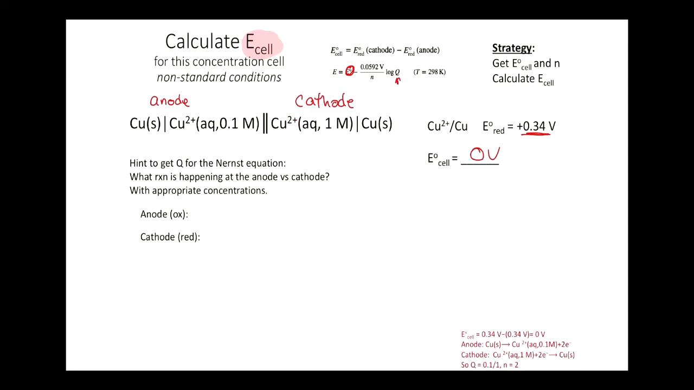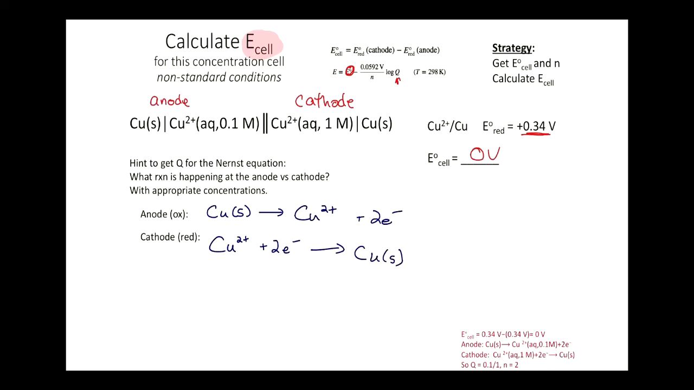Both of them are copper, so I need to figure out which one goes up top and which one goes on the bottom of my Q expression. The hint for this is to write out your anode and cathode reactions. When copper is oxidized, you are taking copper solid, making copper 2+, and giving off 2 electrons. That's an oxidation reaction at your anode. Then at your cathode, a different copper 2+ is taking those 2 electrons to make copper solid.